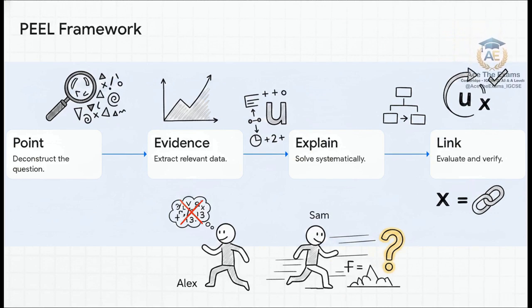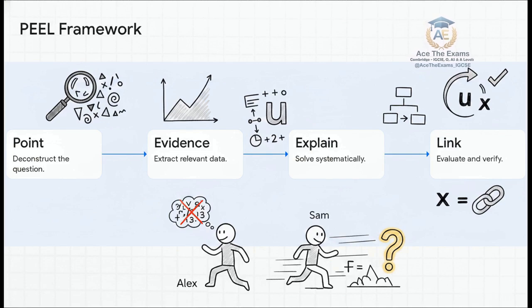Step 2 is evidence. You extract the data. You literally write, let u equal e to the power of x. Step 3 is explain. This is where you solve systematically for u. And finally, step 4 is link. You evaluate and verify, making sure you link that u back to x to find your actual final answer.